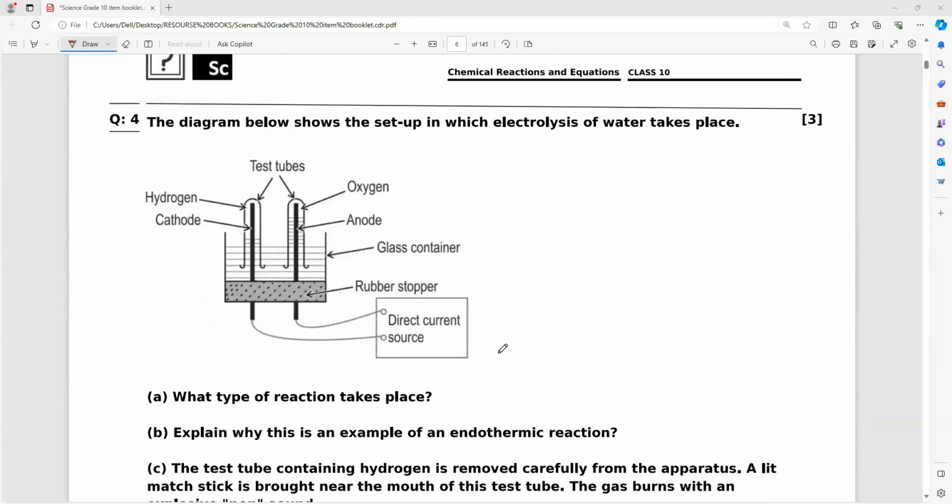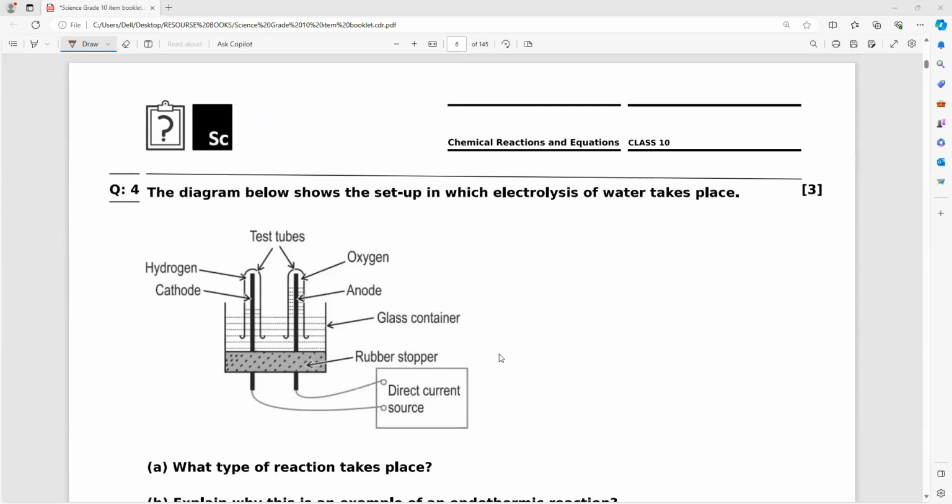Next, electrolysis. The diagram below shows the setup in which electrolysis of water takes place. First, you all remember that. Electrolysis means, let us forget about the questions, what are the points coming to our mind? First point: it is a what reaction? Decomposition. Very good. Second point, Hari: electro, so it is a special name for us. Electrolysis, or electrolytic decomposition, whatever it is. Electrolytic decomposition.